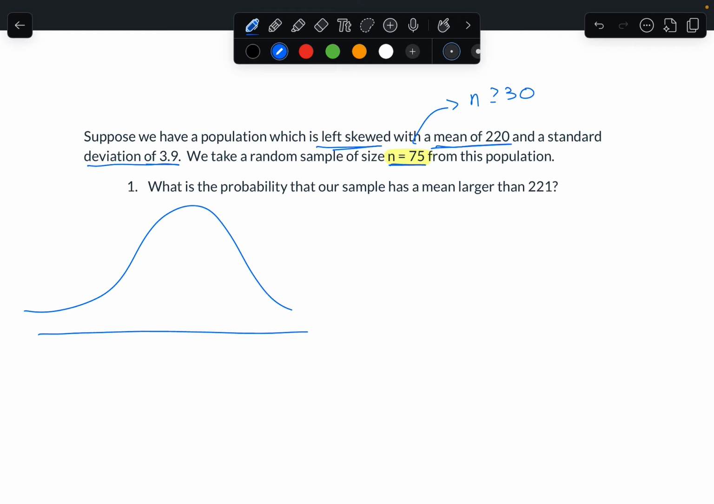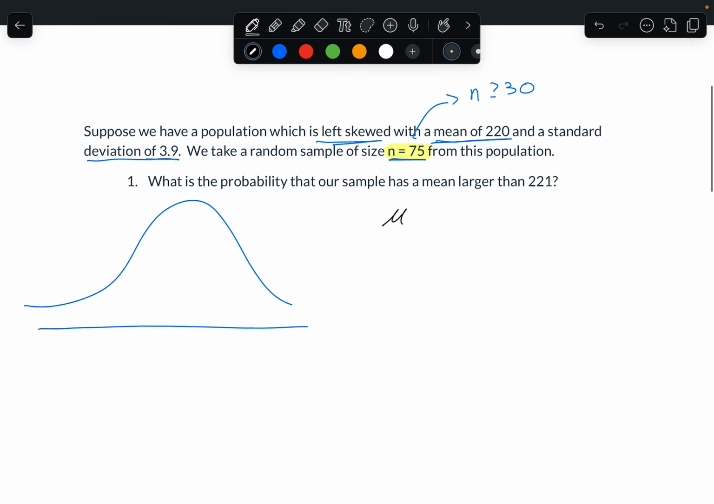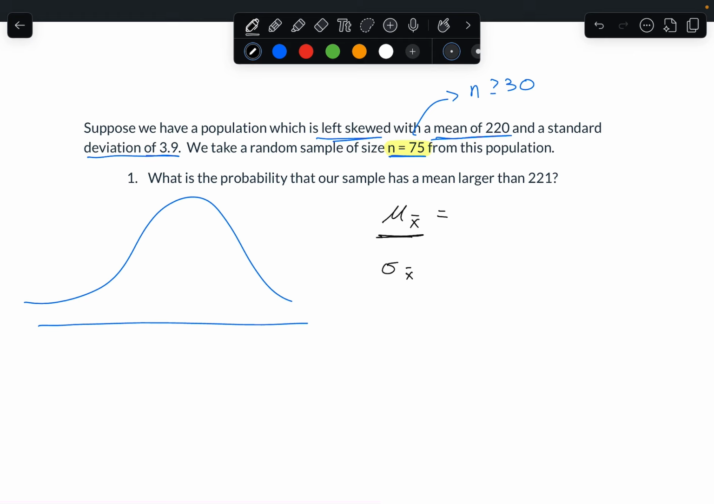So if we're going to approach this problem, we should probably find the mean of the sampling distribution and the standard deviation of the sampling distribution. What's nice is the mean of the sampling distribution is the same as the population mean, which in this case is 220. So my mean in this case is 220.